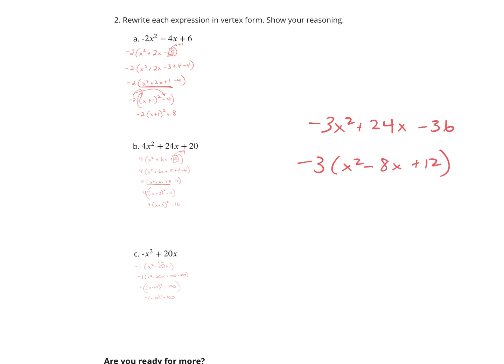Okay, this is going to be much easier to complete the square and put it back into vertex form. It's also much easier to factor, so my recommendation to you is whenever you're dealing with quadratics, look to see if they all have a common factor first.